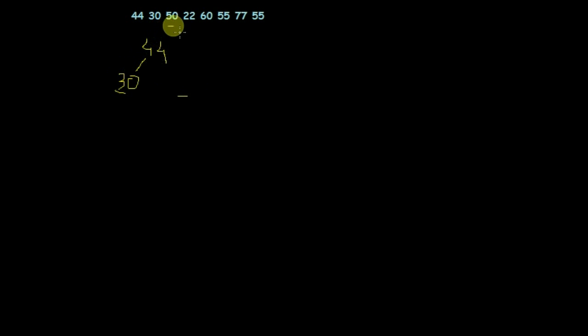Next element is 50. 50 comes here. 50 is more than 44, so a change is required. It will come here, and then my new tree will become 50, 30 here, and here 44.